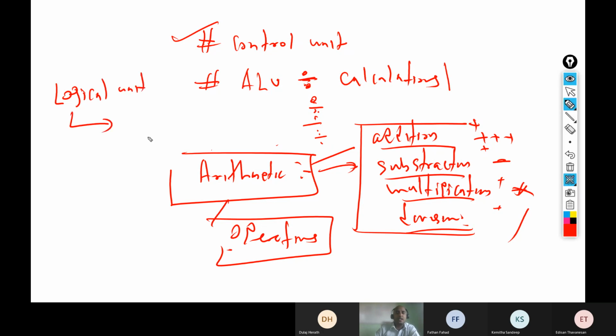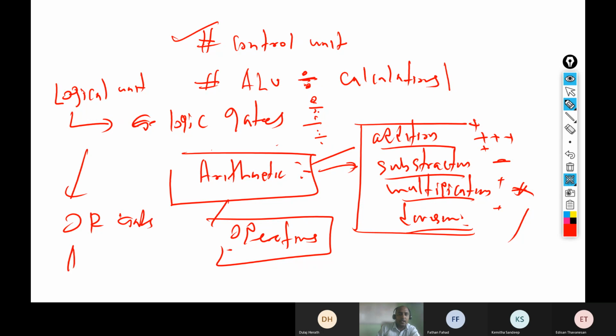Logic operations involve what we call logic gates. We will learn logic gates later. I will give a few examples of the basic logic gates: OR gate, AND gate. I don't want to go into detail, as these are not related to this, but just remember the names. These things come in your syllabus. At that time, I will teach the OR gate, AND gate, and the NOT gate.